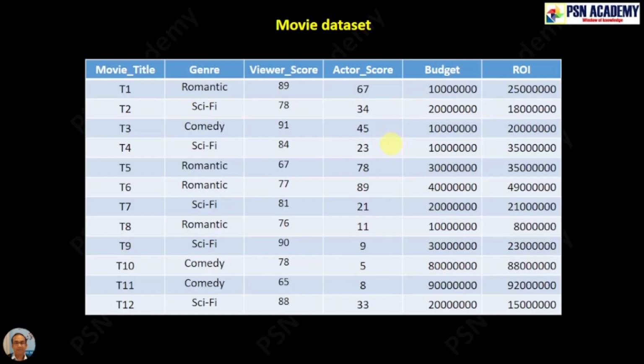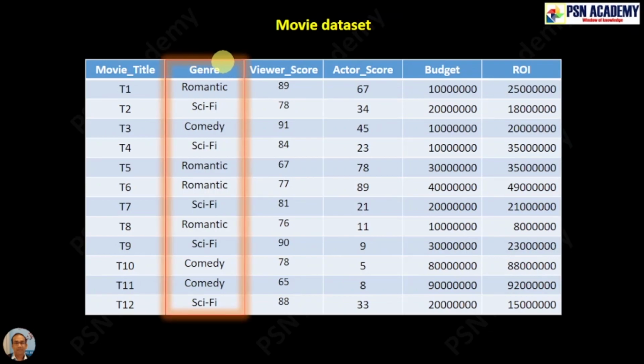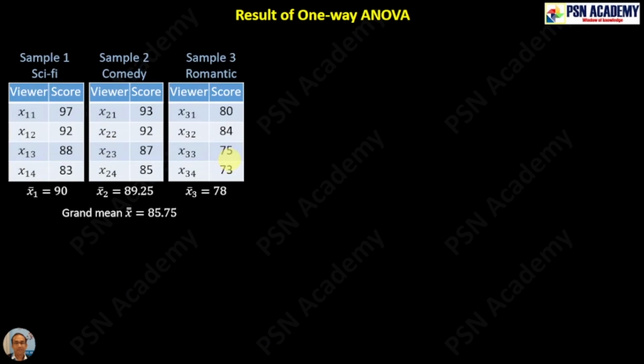Here is our movie dataset, and we were dealing with genre as our categorical variable, right? So, this is the categorical variable, and we were dealing with the viewer scores. So, this is continuous, right? In this genre, we have three groups of movies: the romantic movies, sci-fi movies, and comedy movies. I am not going into details of how the one-way ANOVA is working. I have already explained these steps in detail in my previous video. So, in this video, we are dealing with only the results of one-way ANOVA, right?